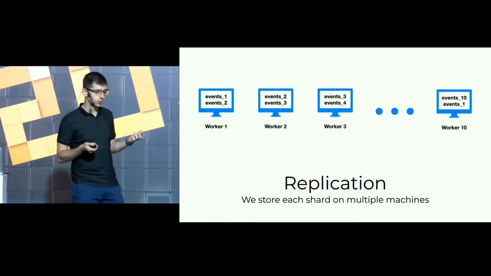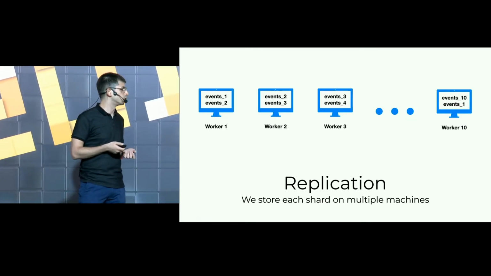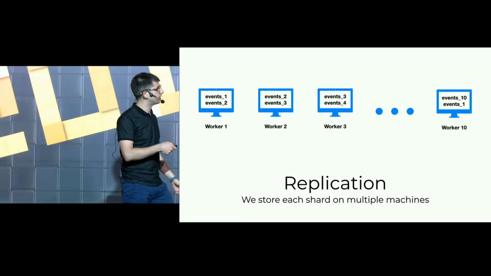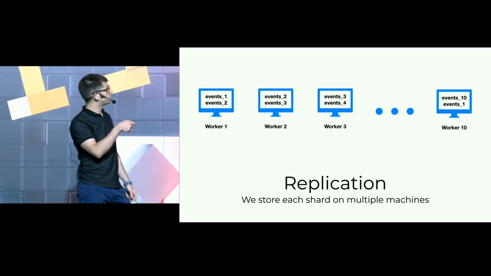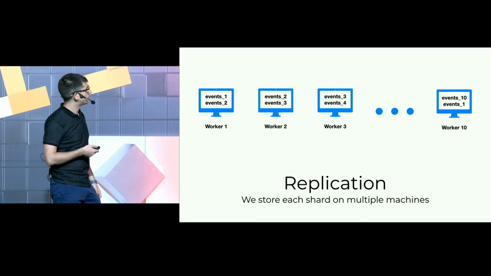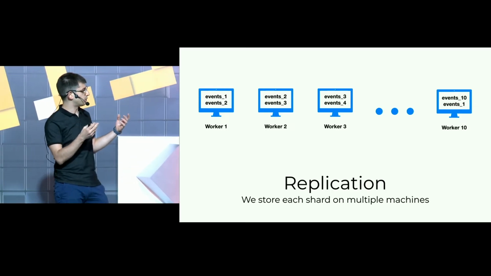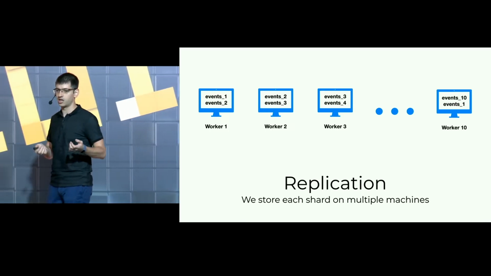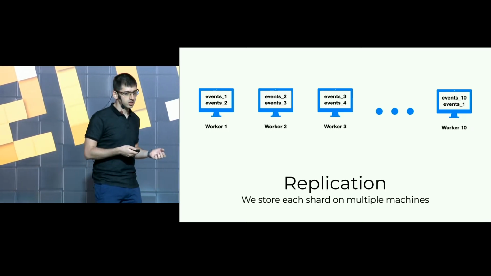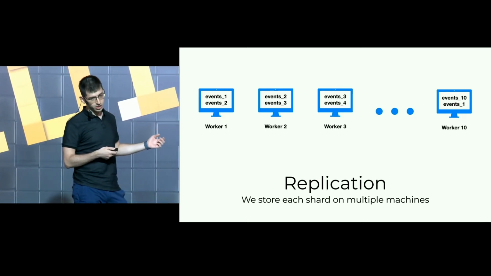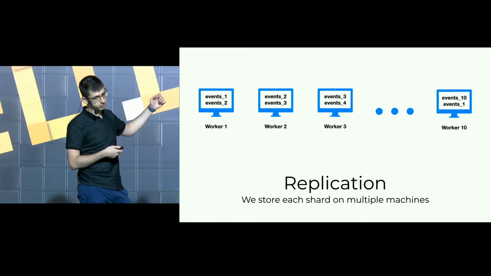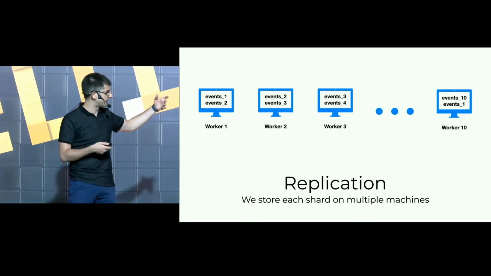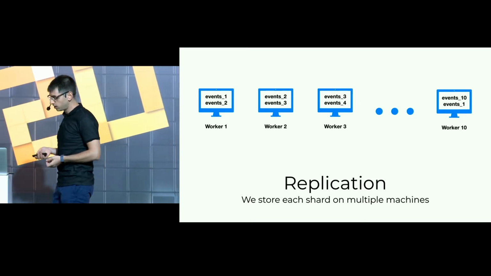The standard approach is to use replication. The idea with replication is that instead of just keeping each shard on one machine, we put each shard on 2 machines. We copy each shard twice or 3 times or more, depending on how reliable we want to be. So now, if machine 1 fails, we also have a copy of shard 2 on the next worker as well. So we can recover that data from there.